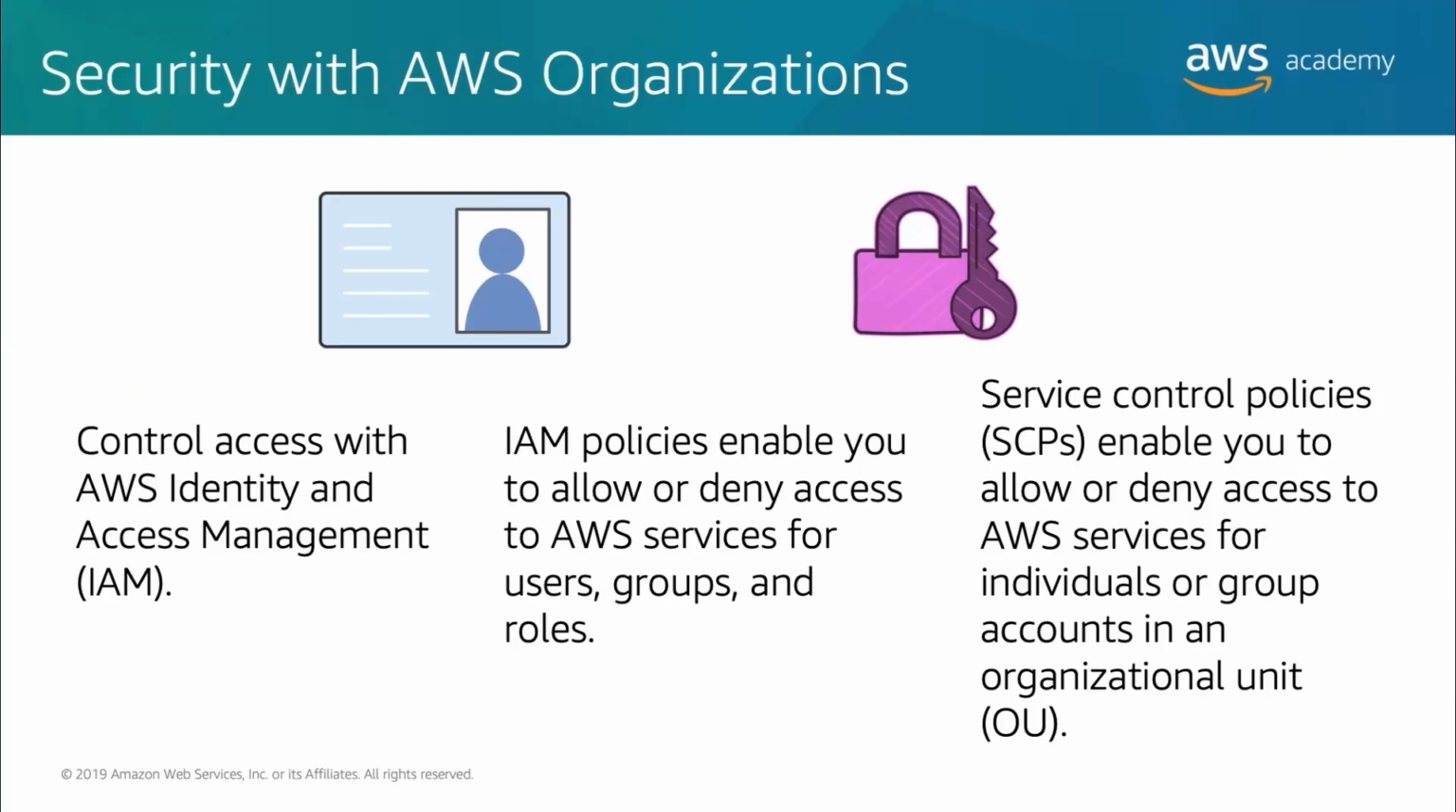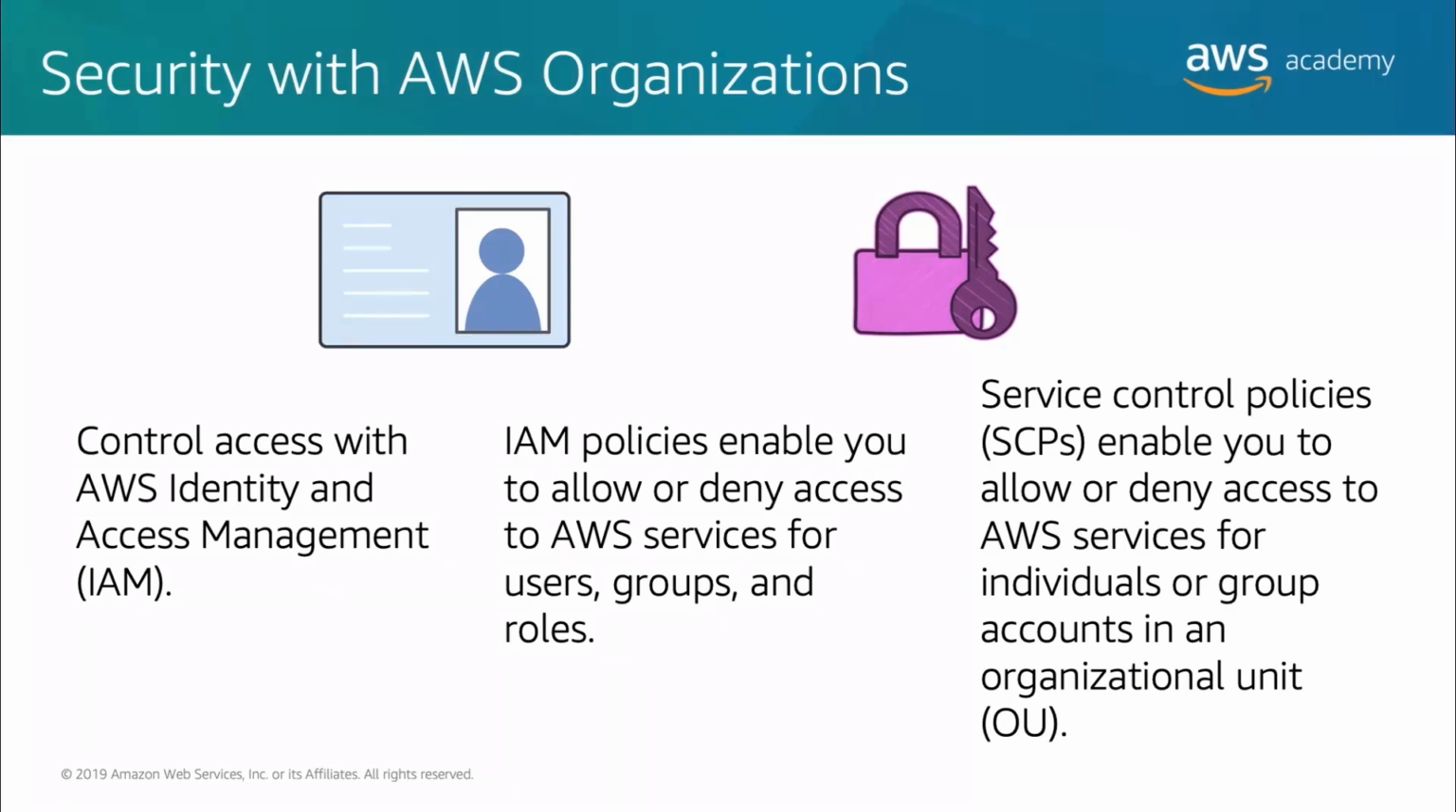In contrast, with Organizations, you use service control policies to allow or deny access to particular AWS services for AWS accounts directly or as a group of accounts in a branch. The specified actions from an attached service control policy affect the entire account, including all IAM users, groups, and roles for the account. It also includes the AWS account root user.